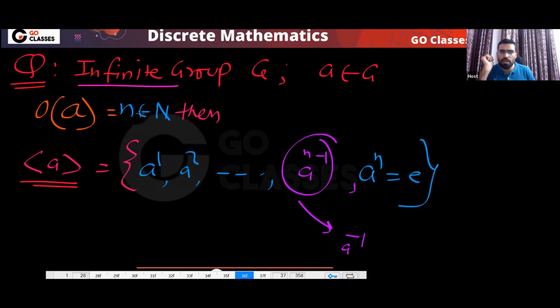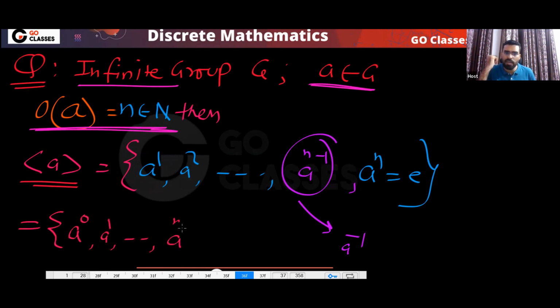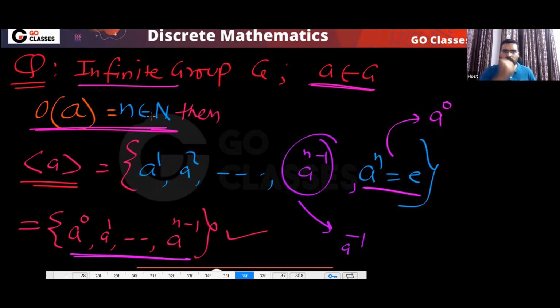So if you have an infinite group, but this element has order some positive integer n, then the subgroup generated by A will be A power 1, A power 2 till A power n. Or I can say A power 0, A power 1 till A power n minus 1. This is also correct, because A power n is the same as A power 0. Both are correct.